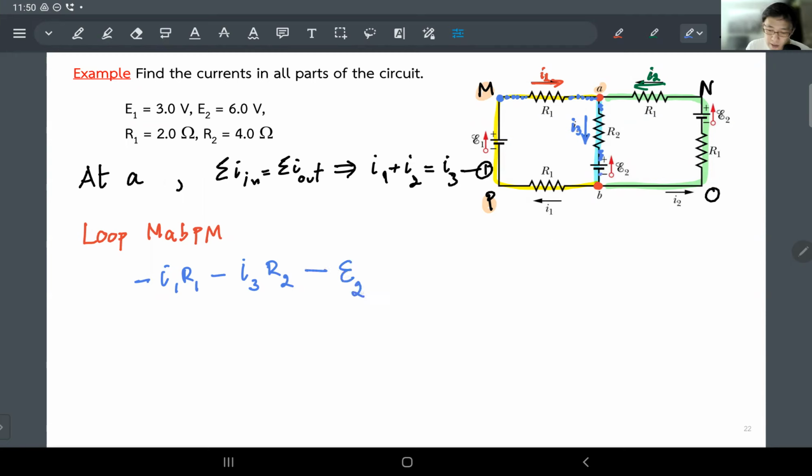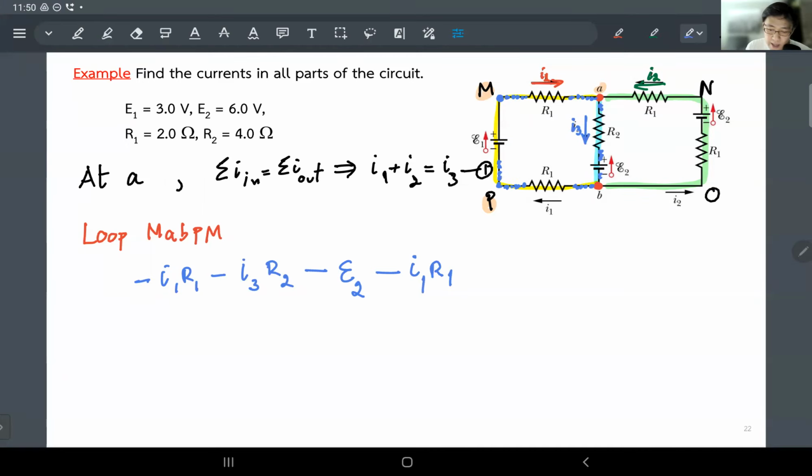Keep going. Now I'm at B. Turn. Now I'm seeing R1 with the I1 flowing through in the same direction. So I'm going to a lower potential. So it's going to be negative I1 R1. Cool. Keep going. Now I'm at P.